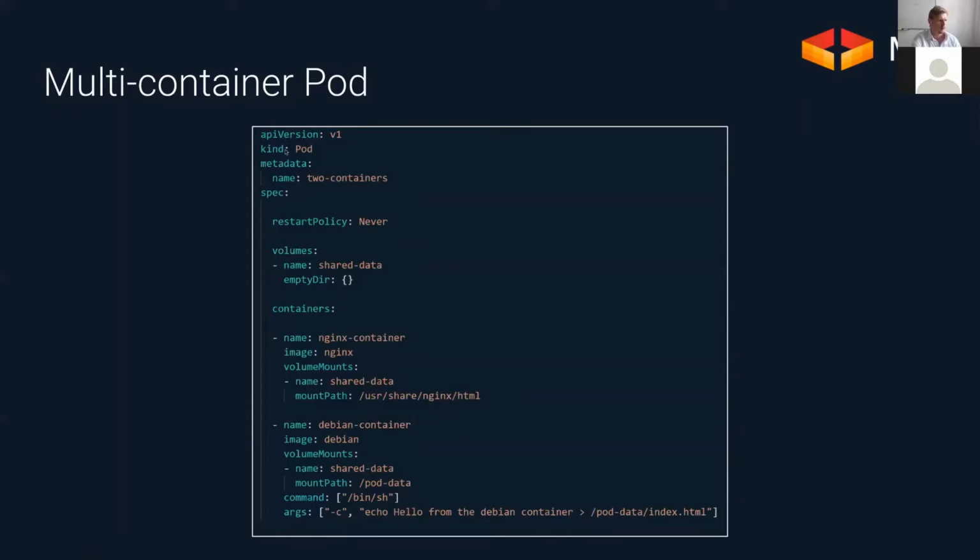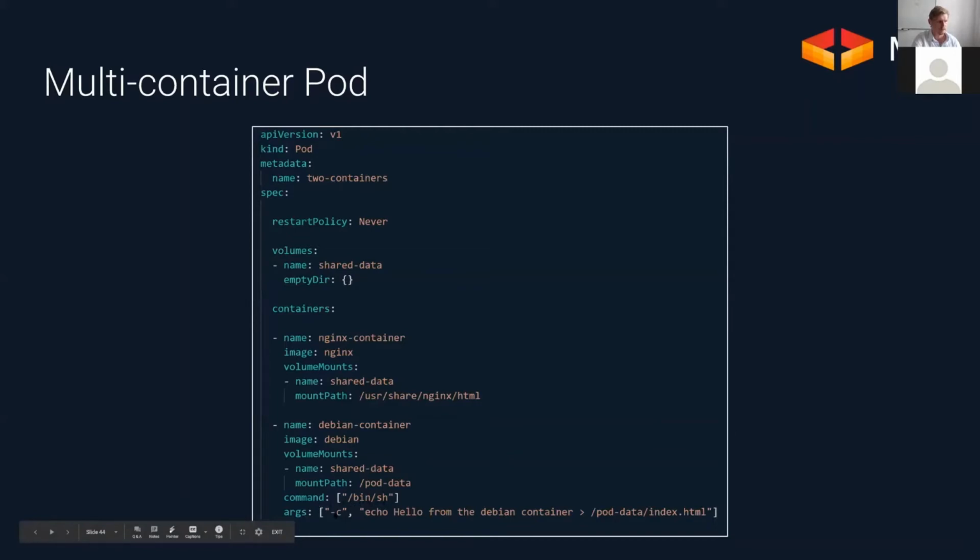Again, API version, kind, metadata, spec, but this time we see two items in the list of containers. One is an Nginx container, the second one is a Debian container. Now on the pod level, let's talk very high level. We see one volume defined called shared data. What's different from the example before is that the Nginx container will serve whatever is in usr/share/nginx/html, while for the second container, we're just saying, hey, run this command.